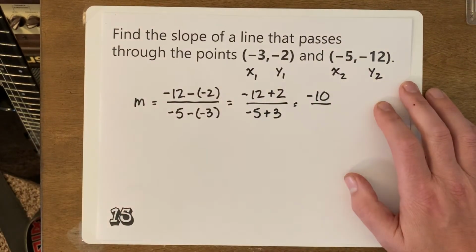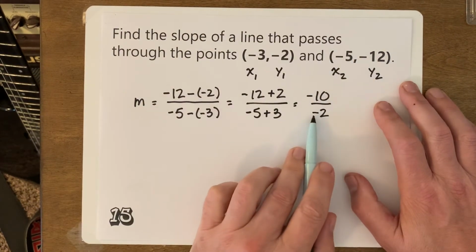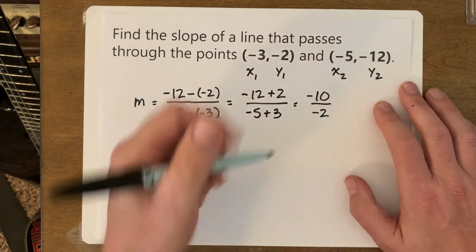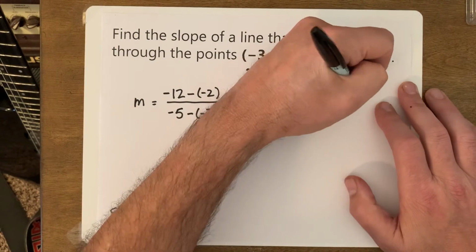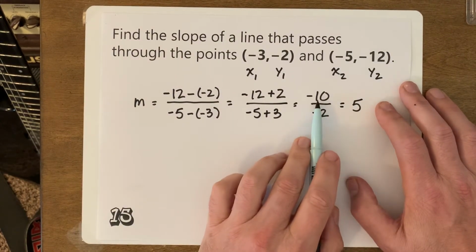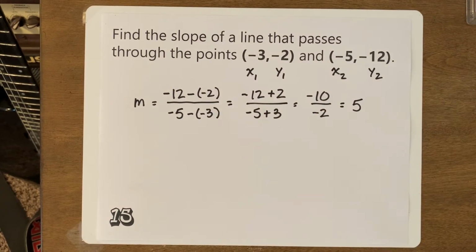Negative 5 plus 3 is a negative 2. So you have negative over negative. You don't want to leave those there. Negative over negative is positive. 10 divided by 2 is 5. So this is actually going to be positive 5. The reason why is because negative 2 goes into negative 10 positive 5 times. And so your slope for that one would be 5.